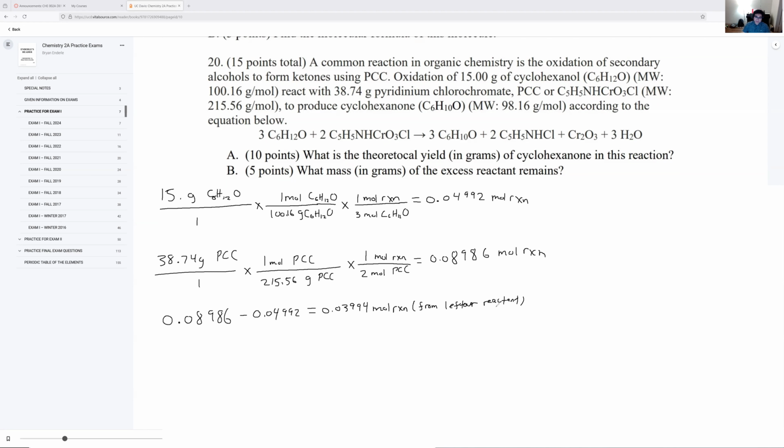So this is telling us that we have about 0.04 moles of reaction worth of the excess reactant, PCC. So I have 0.04 moles of reaction left over from PCC. I can't use it because I ran out of cyclohexanol. And then we're just going to convert this back into PCC. So I know if I have 0.04 recipes' worth left over of PCC, I should make this more specific. This is PCC.